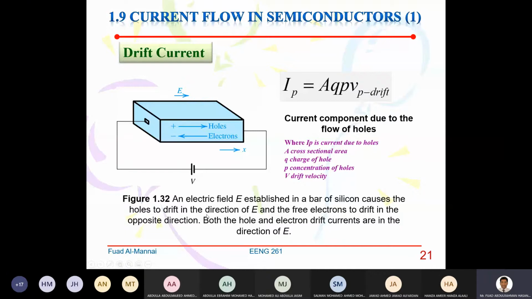As I said here, an electric field E established in a bar of silicon causes the holes to drift in the direction of the electric field, and the free electrons to drift in the opposite direction. Both holes and electrons drift currents are in the direction of E. Any questions?